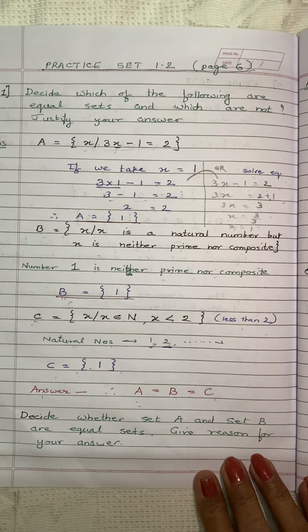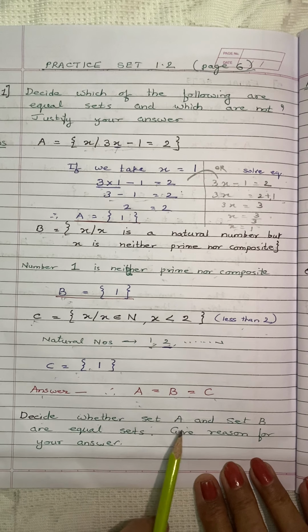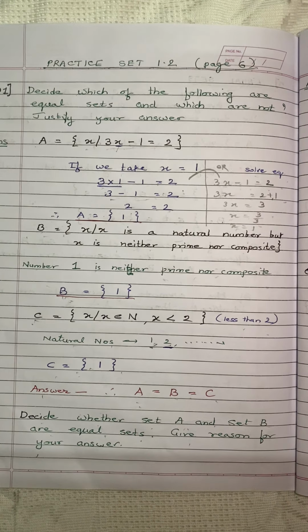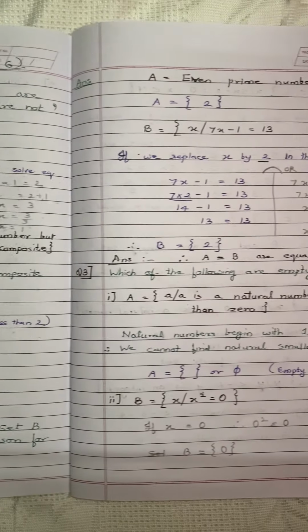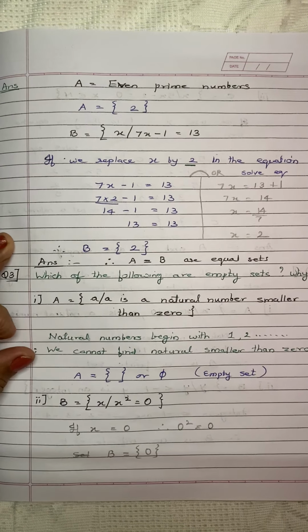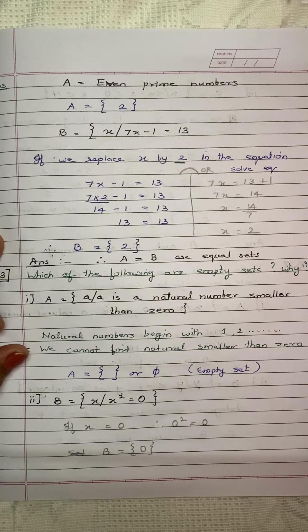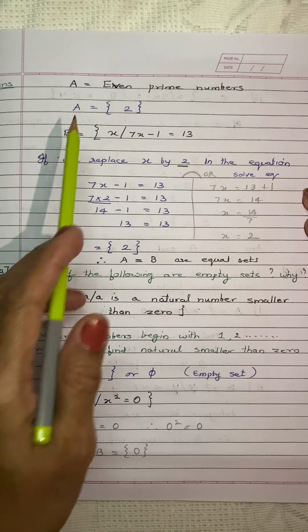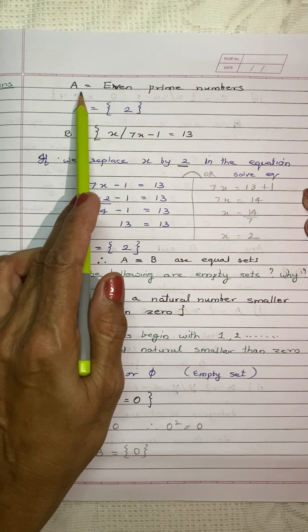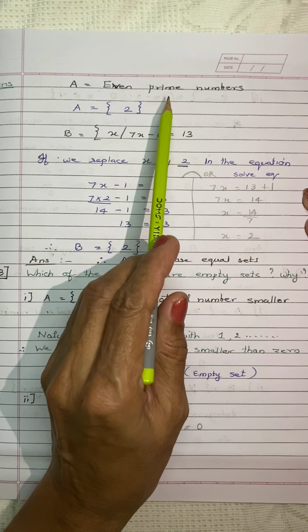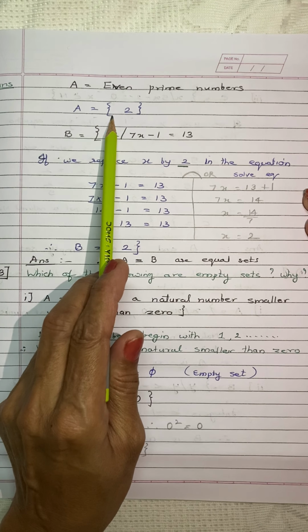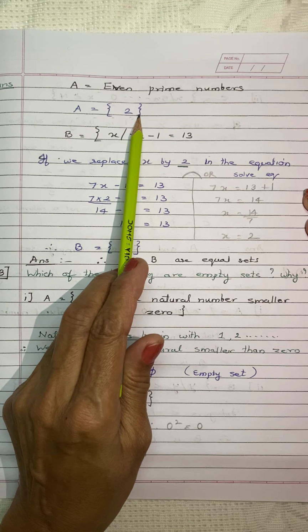Let's come to question number 2. Decide whether set A and set B are equal sets. Give reason for your answer. Now A is the set given as even prime numbers. The only even prime number is 2, so A is equal to {2}.